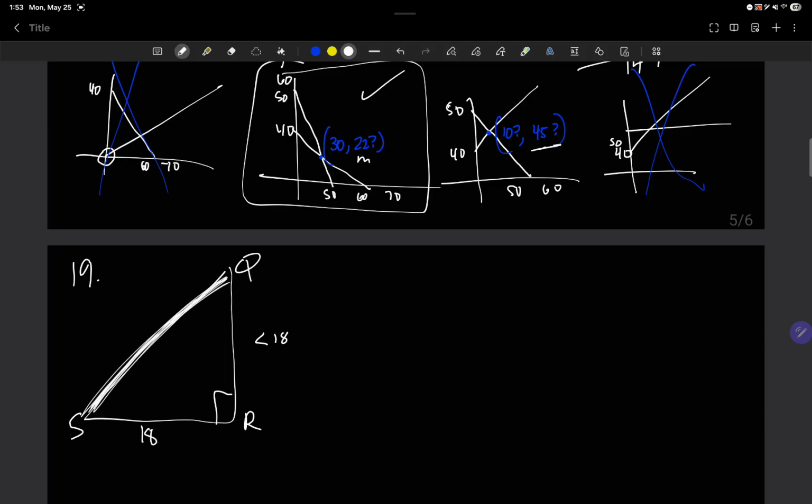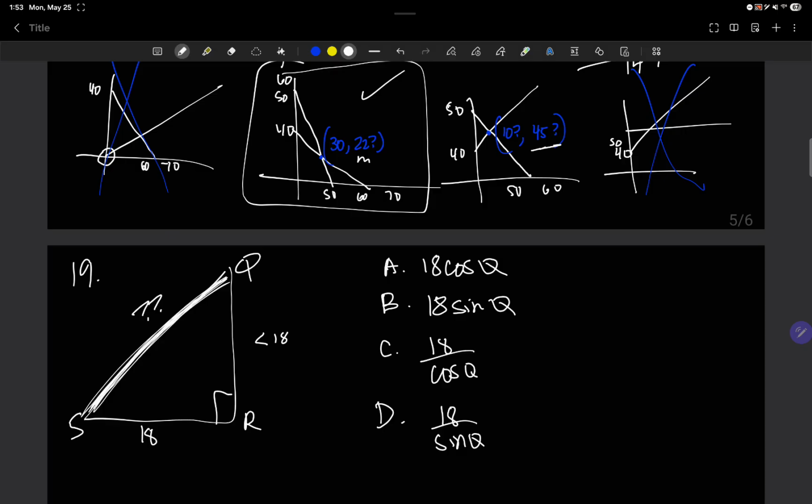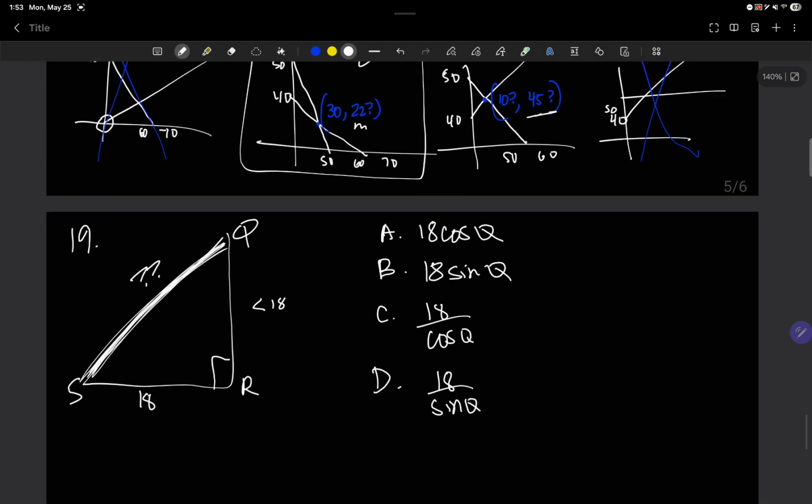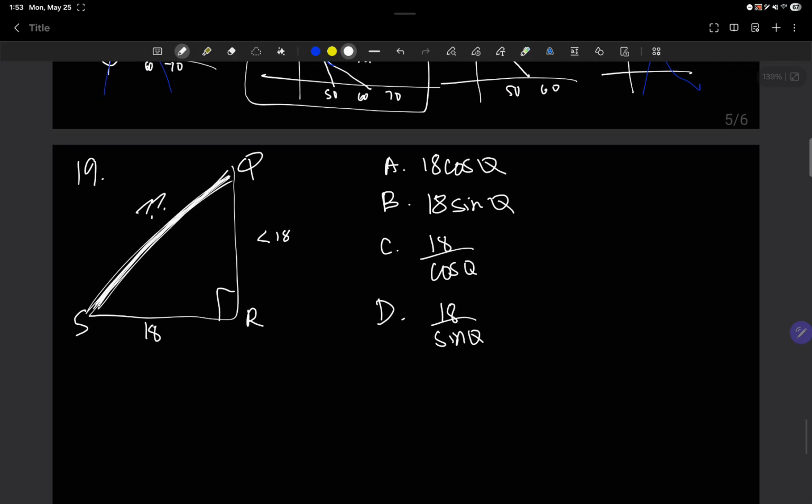Okay. They're using Q as the angle. Yeah, I'm going to write all the answer choices here. It's kind of weird. A is 18 cosine Q. B is 18 sine Q. C is 18 divided by cosine Q. And D is 18 divided by sine of Q. Okay, all of them are using Q. Yep, so the reference angle is Q.